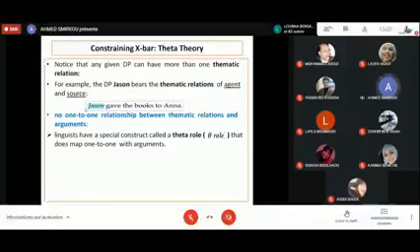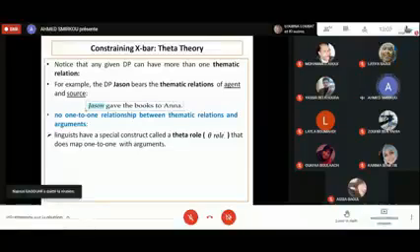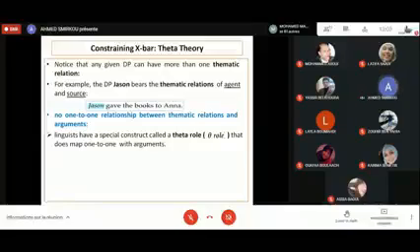So linguists have a special construct called a theta role that does map one-to-one with argument. So please, this is what we are going to focus on. Now we have explained the number of the arguments required by a verb, and the nature of the arguments required by a verb. Now we move to something very interesting: here there is one argument, but two thematic relations, which means we are going to focus on this mapping relationship between the arguments and the thematic relations, and we are going to use theta roles.